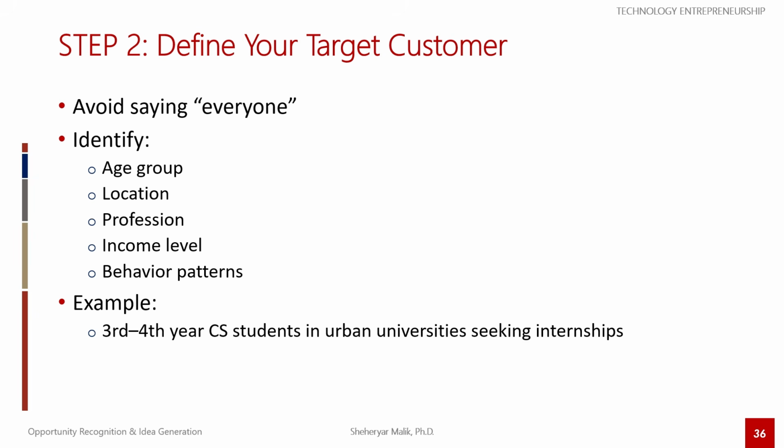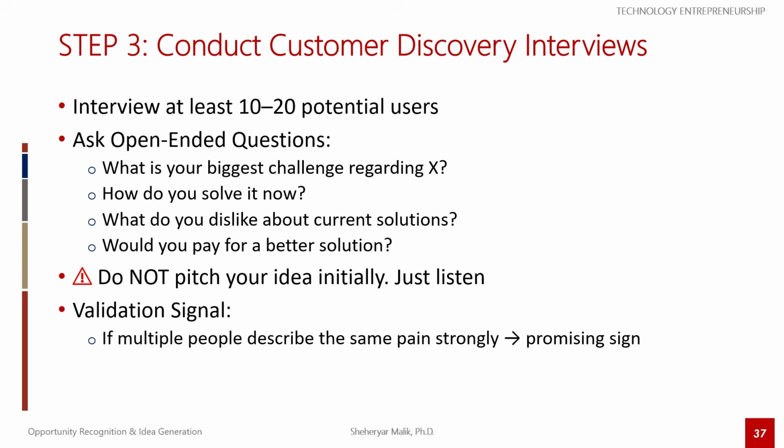For example, third and fourth year students in urban universities would be seeking internships. First and second year students probably won't be that interested in internships. So now you're going to target specifically the third and fourth year university students, not the first and second year students. Once you have identified the customers, you are going to conduct customer discovery interviews.